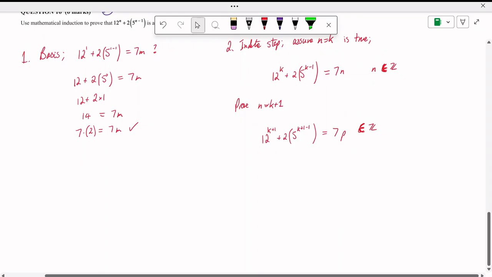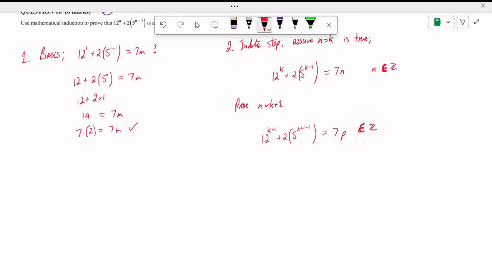So again, I'm going to look to substitute something from my inductive step. This is pretty easy to rearrange. I'm just going to rearrange from my 12 to the k and kick everything else over there.